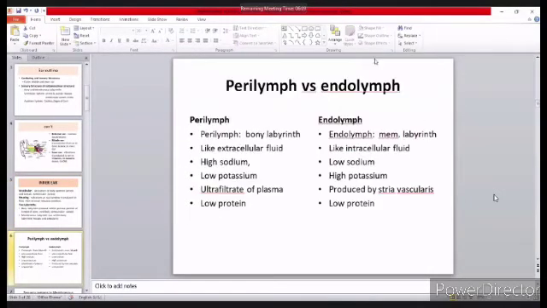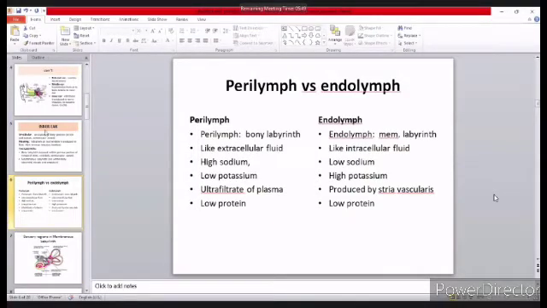So this is the perilymph. Remember, we mentioned the main difference is that the endolymph is high in potassium and the perilymph is low in potassium. The endolymph is produced by the stria vascularis, which is found in the cochlea, in this case.